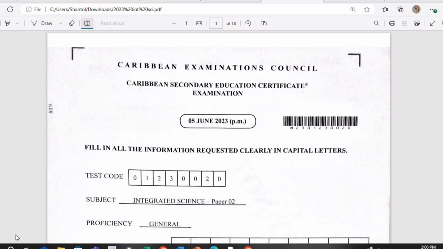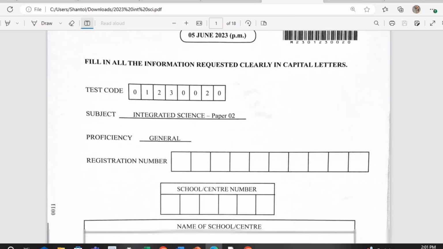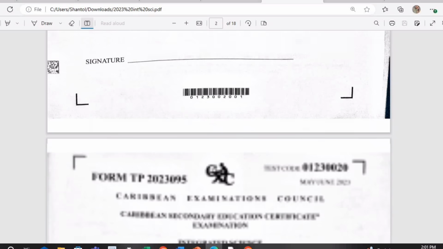And today we'll be looking at the Integrated Science May-June Paper 2 for 2023. At the time of this recording, the exam was done a week ago, and if you're watching this video at a later date, that simply means you're preparing for your exam. So let's see what the 2023 paper was like. So let's get straight into this paper.